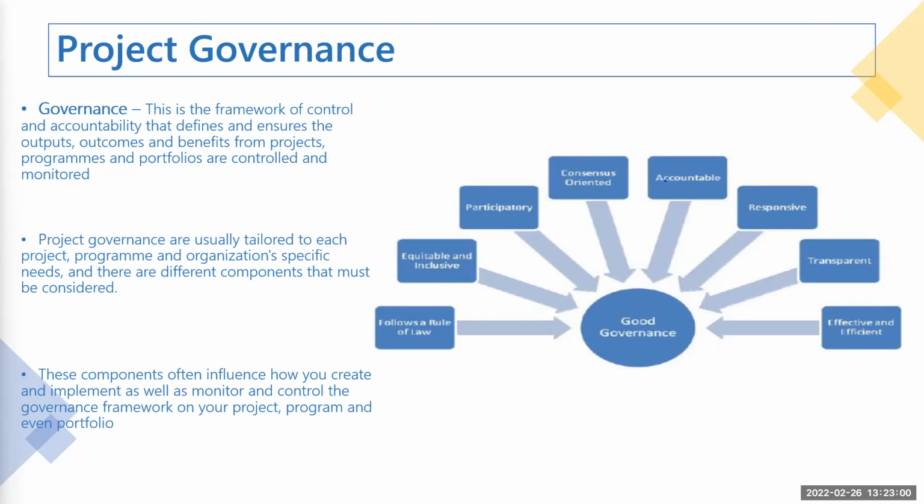So there are defined roles and responsibilities for everyone. The project sponsors need to know what they need to do. A test manager or a project manager needs to know what they need to do. So governance ensures that accountability is put in place and responsibility is defined as well. It is transparent, doable, and efficient.